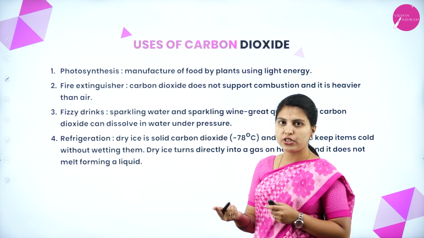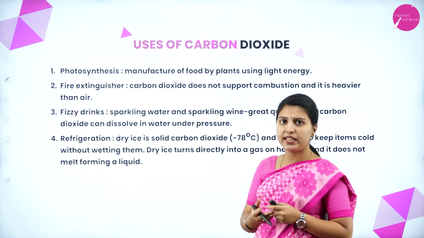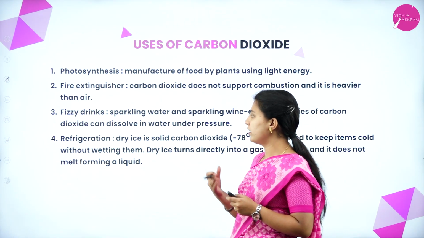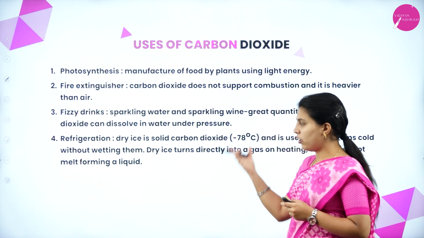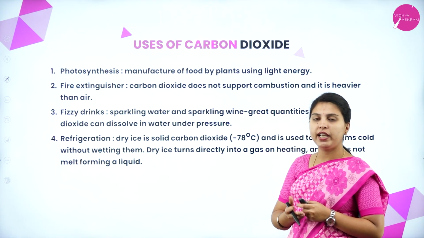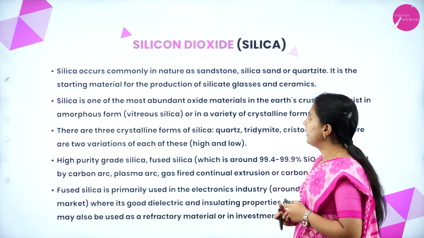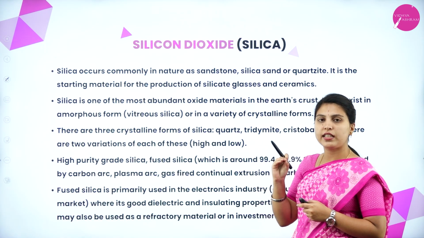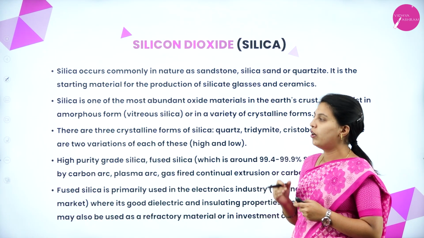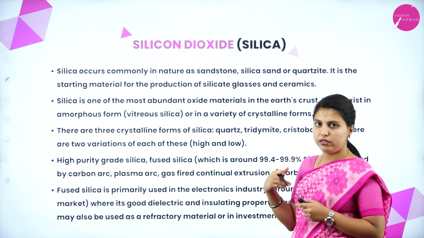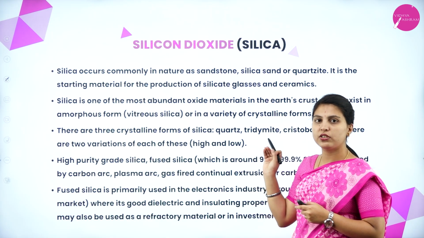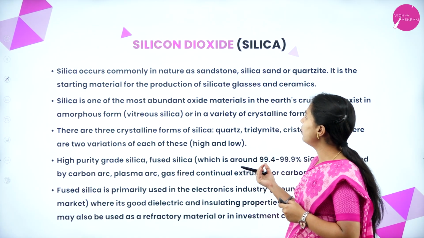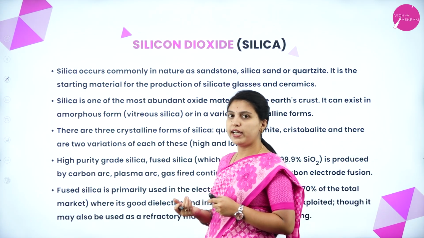Next, fire extinguisher. Next, fizzy drinks, carbonated or aerated drinks. Next, refrigeration. These are all things we can experience in daily life. Next, silicon dioxide. Because we are studying carbon family oxides, first we have elaborated the oxides of carbon. Next is silicon dioxide, which is called silica.